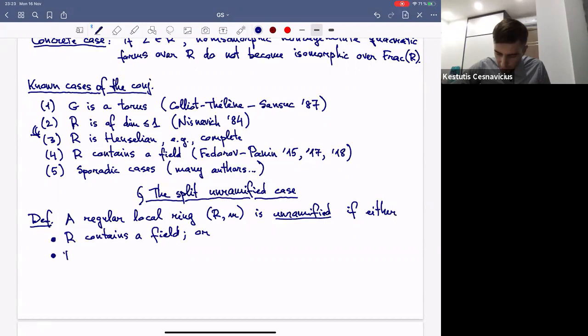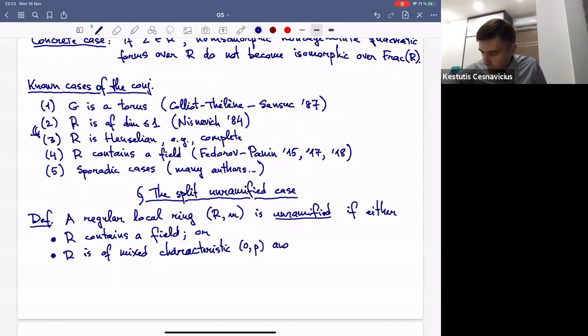Okay, so if either R contains a field or R is of mixed characteristic, which means that the residue field of R is of positive characteristic P, and the fraction field is of characteristic zero. So R is of mixed characteristic (0, P), and this characteristic P of the residue field does not lie in the square of the maximal ideal of R. So these unramified regular local rings are the simplest ones in mixed characteristic.